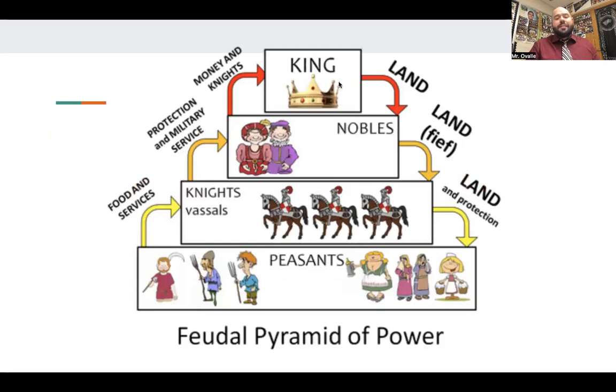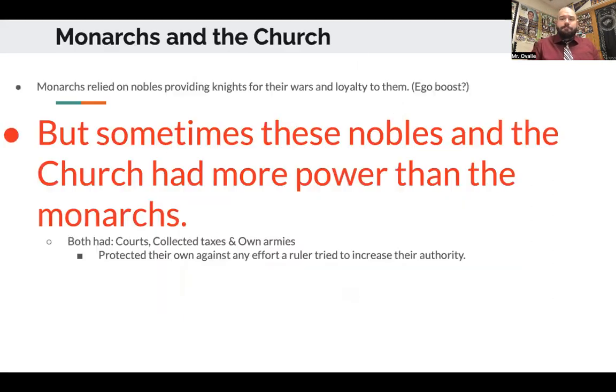So the king gives his land to the nobles. Remember, rich people. The rich people give a fief, or more land, to these knights, vassals. These knights and vassals protect everyday peasants like me and you. And in return, the peasants provide food and services for the knights. The knights provide protection and military service to the rich people, because rich people don't fight. Come on now. And rich people provide money and knights for the king. Good stuff.